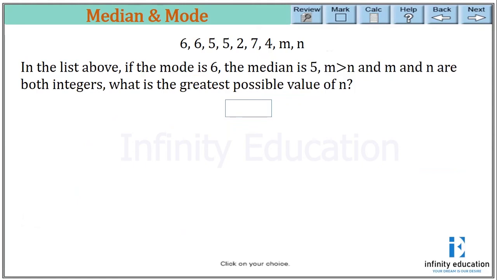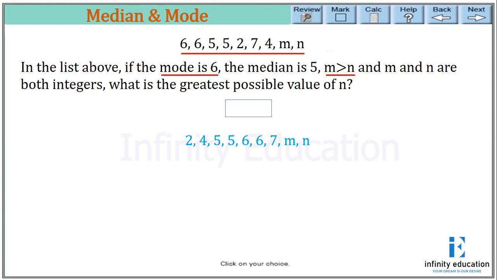6, 6, 5, 5, 2, 7, 4, M, N. In the list above, if the mode is 6, the median is 5, M is greater than N, and M and N are both integers, what is the greatest possible value of N? So here, if I arrange the data set, I will get it like this: 2, 4, 5, 5, 6, 6, 7, M, N.